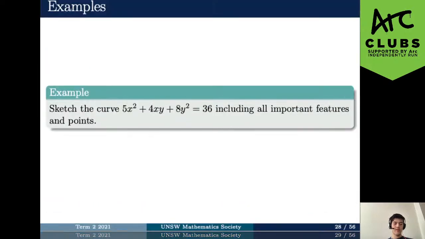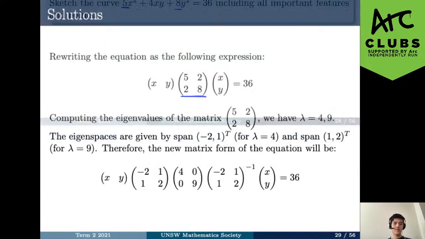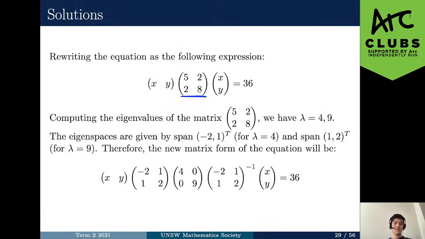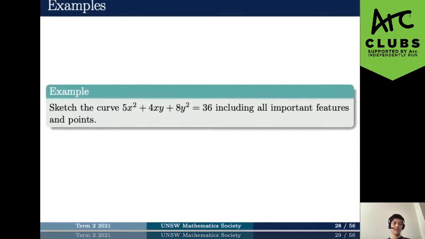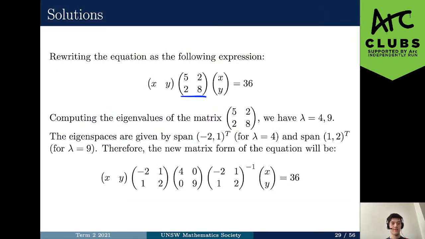So how did I choose that? 5 and 8, the coefficients of x squared and y squared, are just the top left and the bottom right elements, and the other two elements would just be half of the 4. And so we can always write it into this form. That's the matrix in the middle. And this is annoying, so we want to diagonalize this matrix. This is the usual process. I'm not going to go through it again, but if you diagonalize it, you can find that this is the form of that matrix.